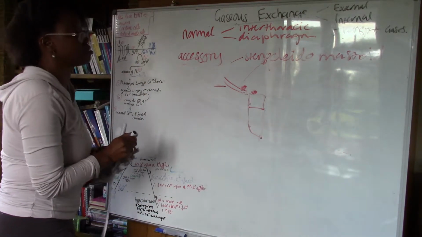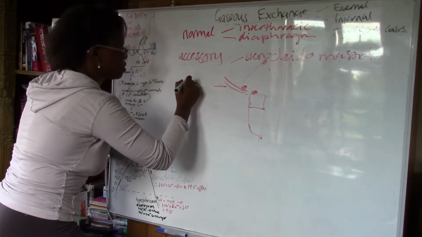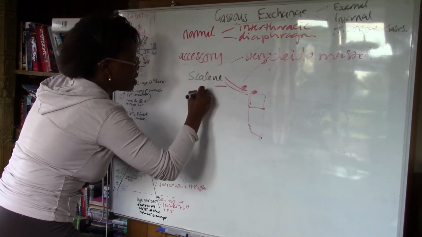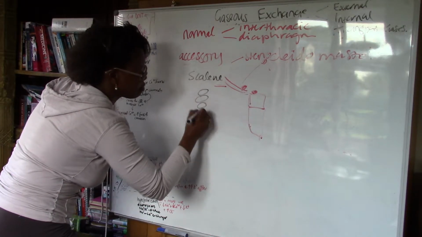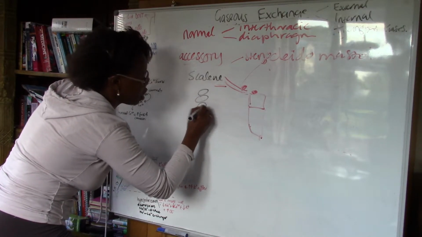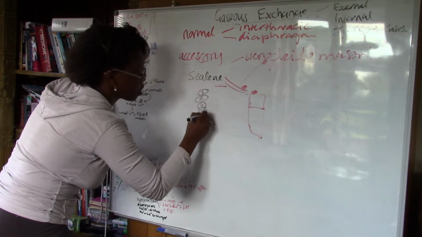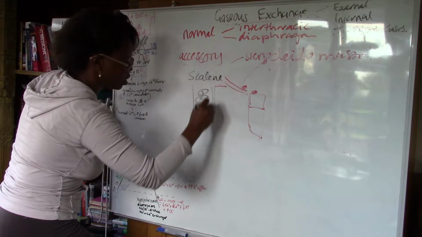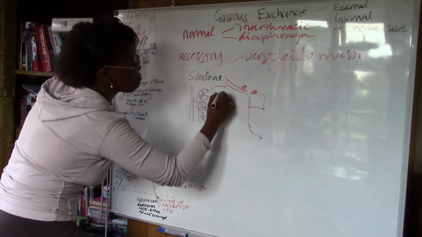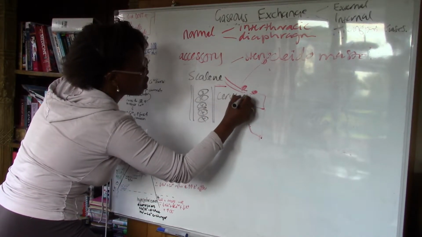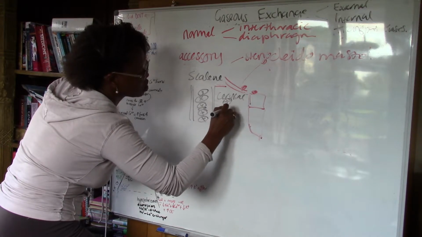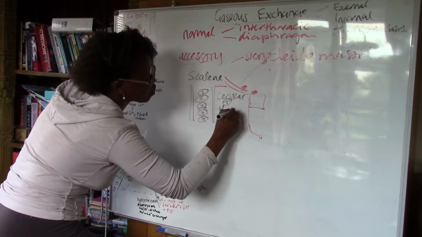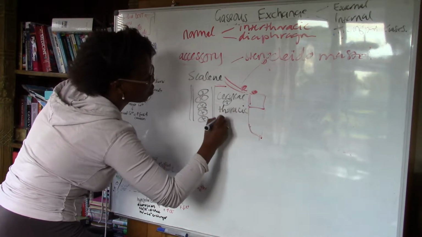The other accessory muscles are the scalene muscles, and these are the anterior vertebral muscles. And all that it means is that they run parallel to the cervical and thoracic vertebral bones.